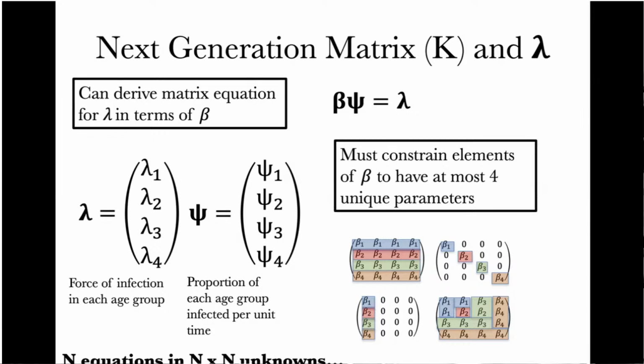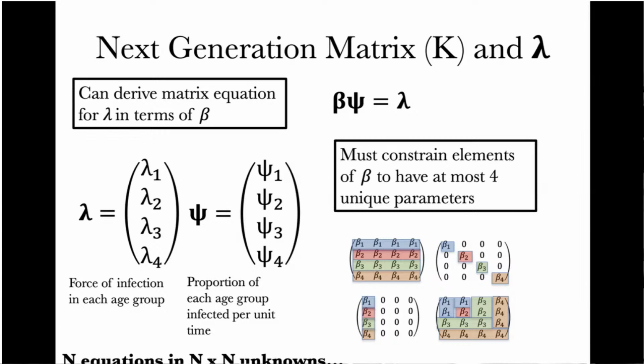And with this, you're able to solve for the force of infection. You can also assume that transmission is only driven by children, for example. That's another form. No other transmission from other age groups, and many other forms.